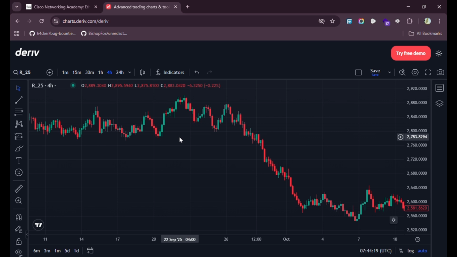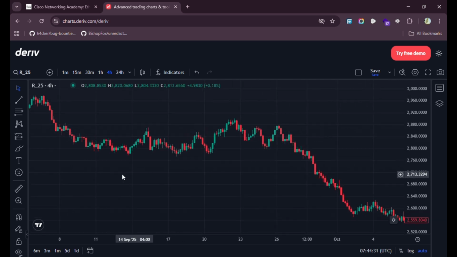So what is accumulation? Accumulation, in other terms, we also call it a ranging market, is whereby the market has not decided on which side it is going to take. So it will either buy or sell the market. That's why it is also called a ranging market.